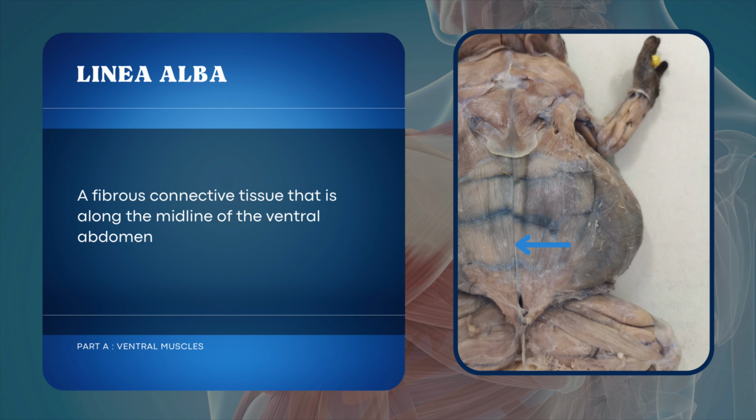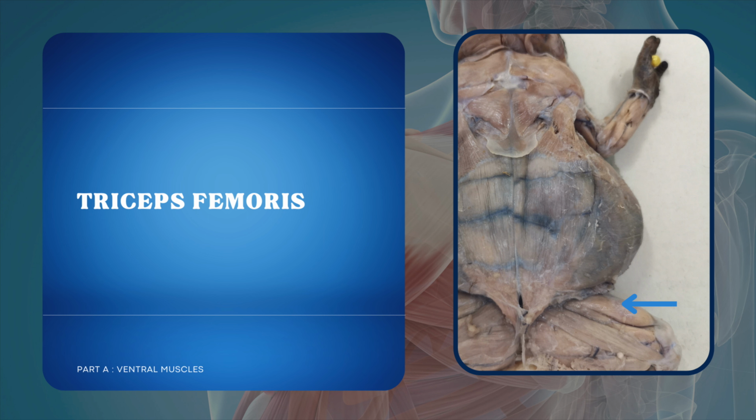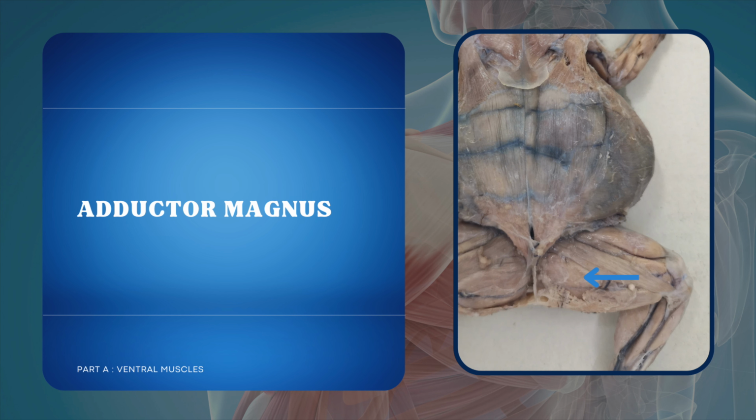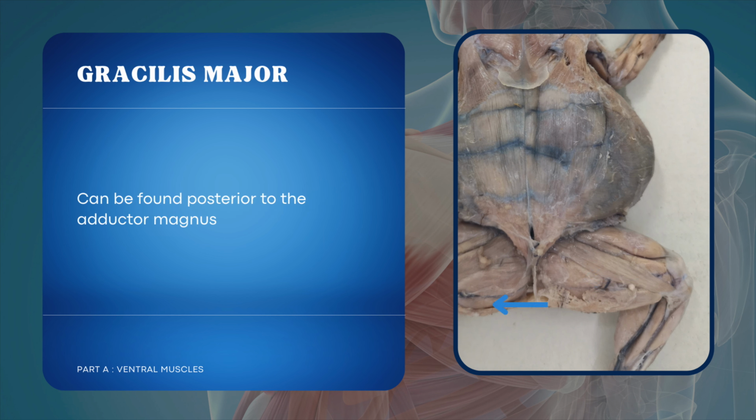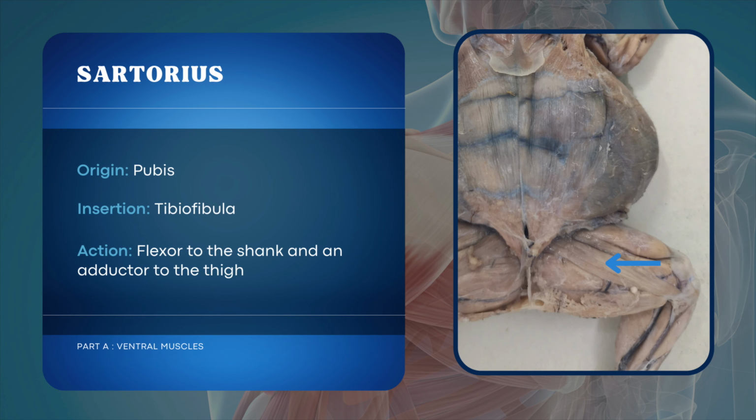The rectus abdominis is lateral to what we call the linea alba, a connective tissue that can be found in the mid-ventral portion of the frog. Then we have the triceps, the adductor magnus, and the gracilis major, which will be explained further later on. Next is the sartorius, a strap-like muscle with its origins from the pubis. Insertion is to the tibiofibula and acts as a flexor to the shank and an adductor to the thigh.